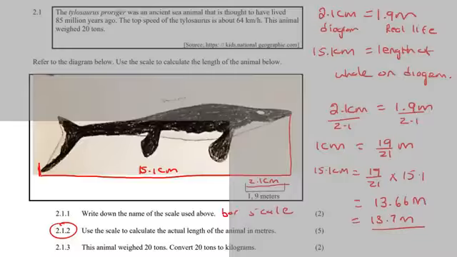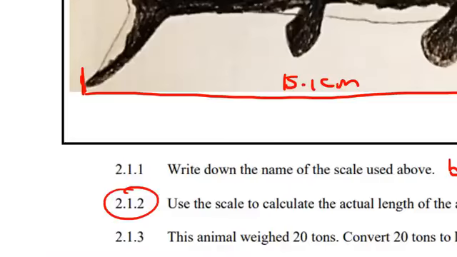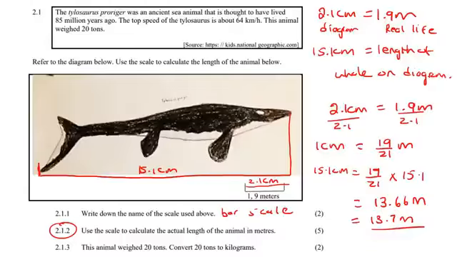Then this, whoops, what's going on? Oh, can you see? Okay, so this part says that this animal weighed 20 tons. Convert 20 tons to kilograms. Okay, so you should know that 1 ton is the same as 1,000 kilograms. So all you're going to do is 20 multiplied by 1,000, and that's going to give you 20,000 kilograms.